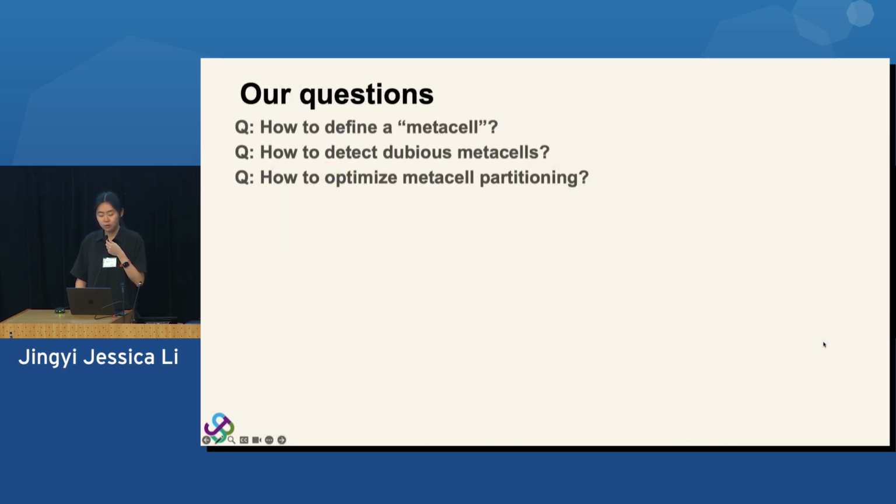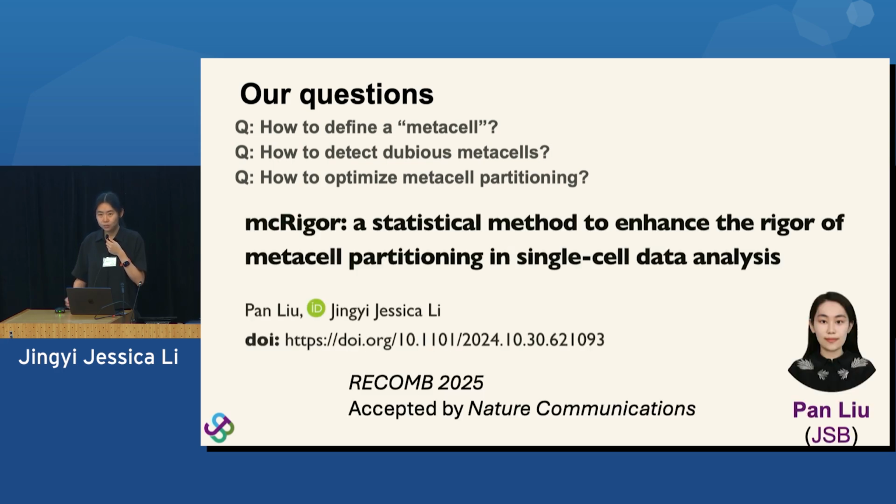So in our work, we want to answer the following 3 questions. First, how to define a metacell. Second, how to detect dubious metacells. Third, how to optimize metacell partitioning, given that we have 5 methods to choose, and also each method has its own hyperparameter. How do we optimize? So Pan's work called mcRigor is already available on bioRxiv for a while, and it has been accepted by the RECOMB conference this year, and also accepted in press at Nature Communications.